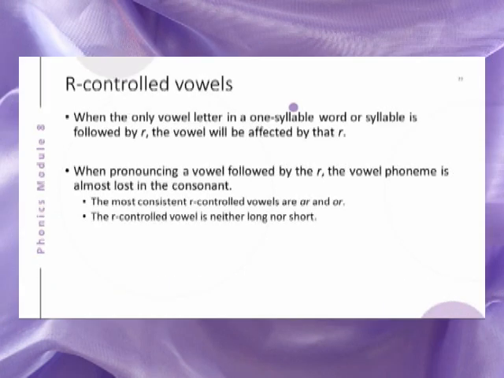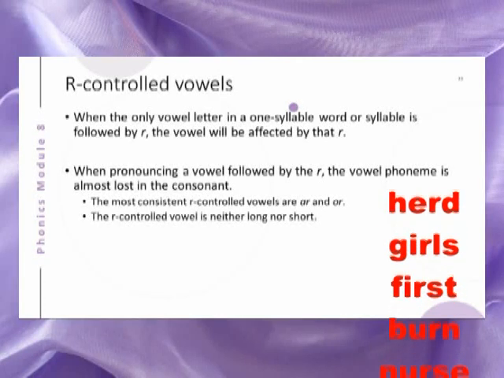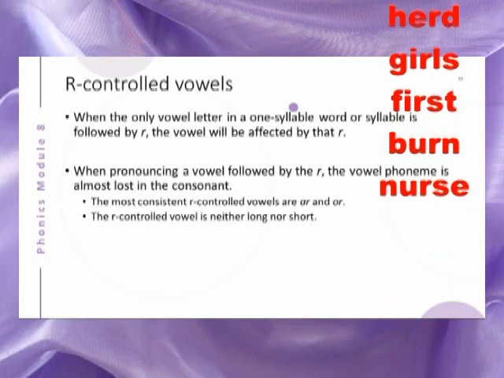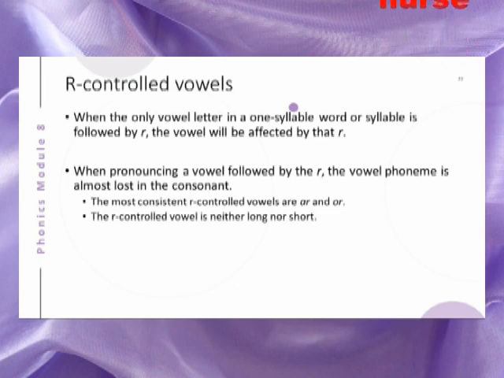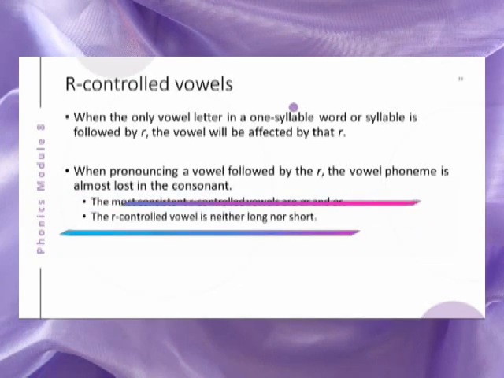The most consistent R-controlled vowels are AR and OR. The remaining R-controlled vowels, ER, IR, and UR, are difficult to spell because they're often pronounced the same in words, including herd, girls, first, burn, and nurse. Be aware, the R-controlled vowel is neither long nor short.